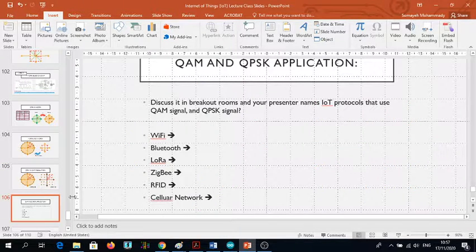The next thing will be a discussion: I'm going to ask you to tell me what protocols in IoT are using these two types of modulation.